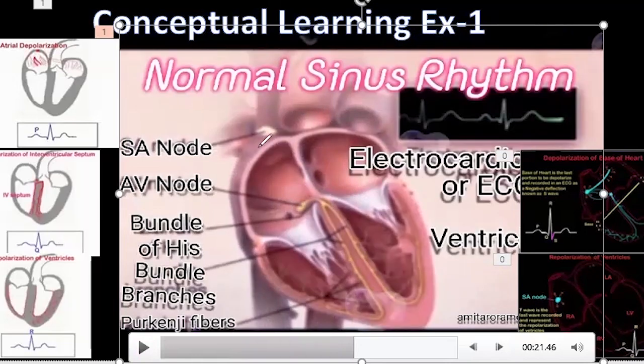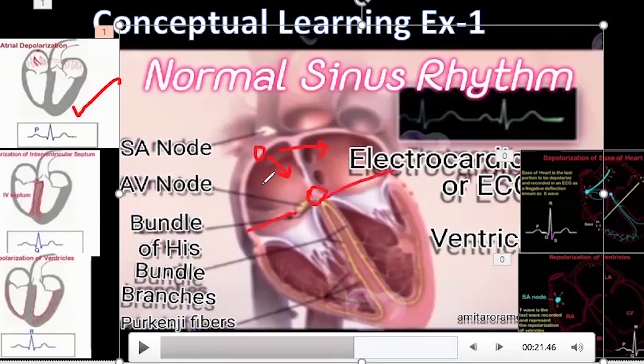So here it is, the SA node, situated on the right atrium. As it fires, it depolarizes both atria, and this event is recorded as a P wave on ECG. And during this event, the atria contract. So after this, impulses reach the AV node.